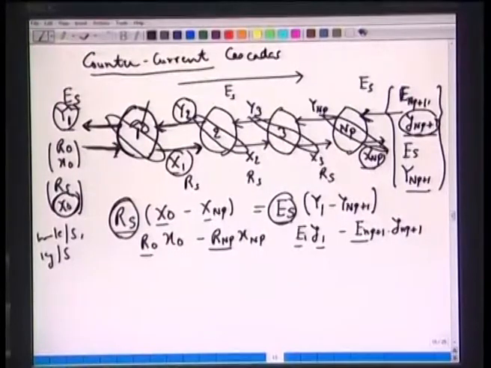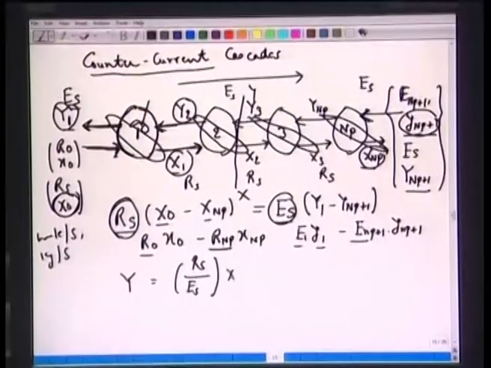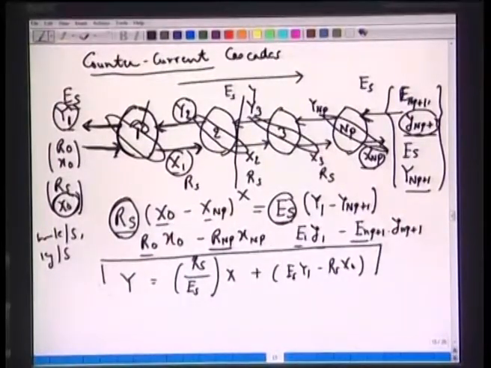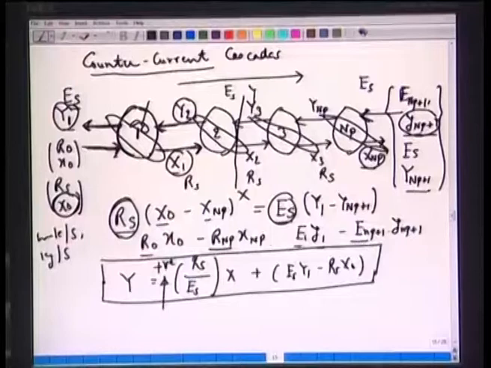The idea is that at any location, if we take a stage with y and x, we can draw an operating line which would be linear: y equals Rs over Es times x plus Es y1 minus Rs x0. So, this is our operating line in a countercurrent cascade, and important again here is to notice that the slope is now positive.